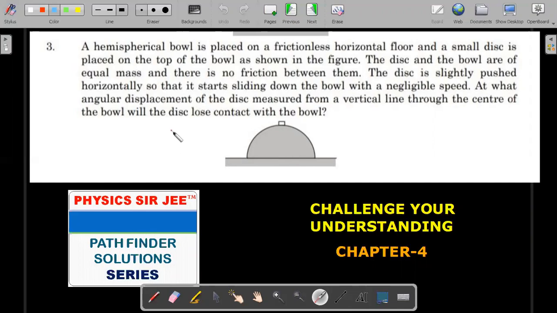If you want to give it a try, we usually tend to think that Challenge Your Understanding questions are really tough, but this isn't that tough. It all depends on how good you are with the multiple concepts of different chapters of mechanics. So try to give it a nice try for 10 to 15 minutes, and then do come back to watch the solution. Okay, so here's the solution.